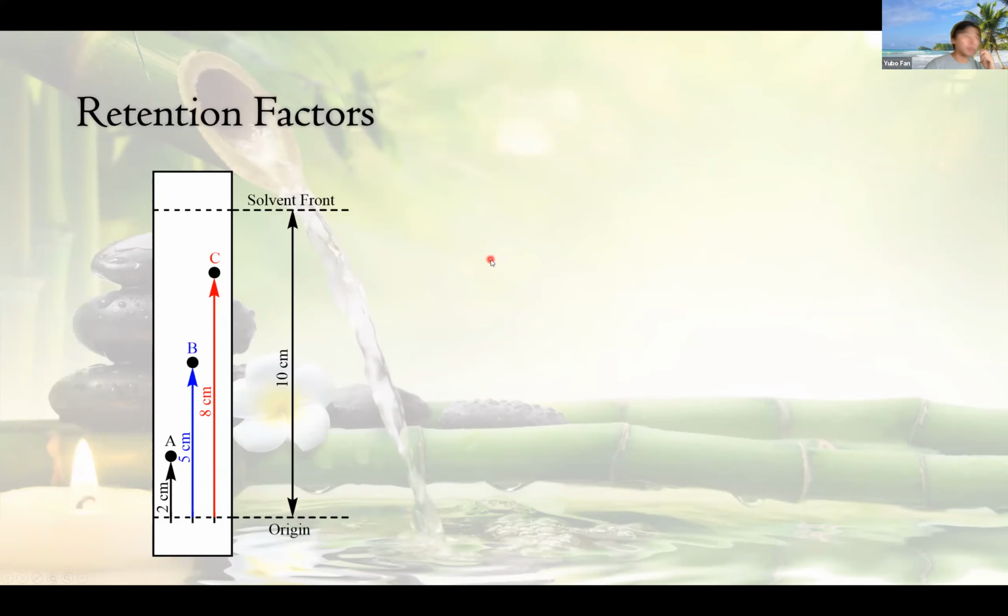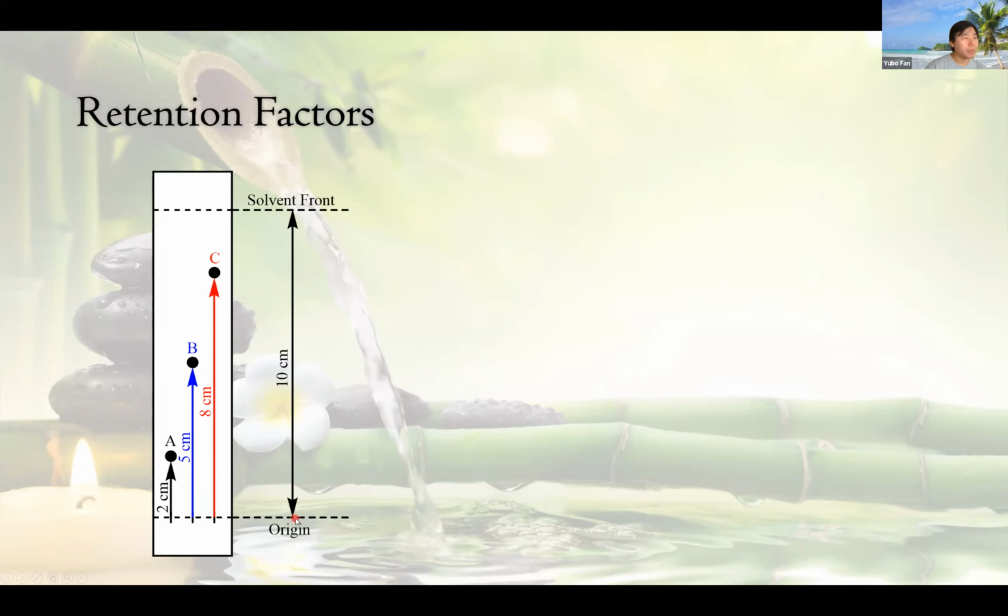Here is the cartoon for a typical condition. For example, here is a baseline, we call it the origin. Then we dot 3 spots here with 3 different compounds. Then let it run in a solvent, sorry, organic solvent. Then the solvent runs to the top here, then we stop, so we can see the 3 dots shown here.